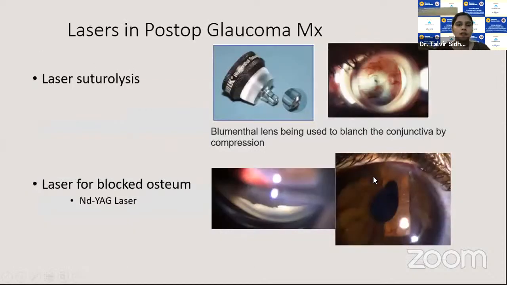In post-operative treatment, we can use laser for suturolysis. This is a Blumenthal lens, which you can see. It can be applied over the bleb to look for the sutures over the sclera underlying the conjunctiva. Laser can be used to break these sutures if there is increased intraocular pressure, so that we can release the scleral flap. And if there is a blocked ostium due to the iris, then Nd:YAG laser can be used to unblock the ostium.